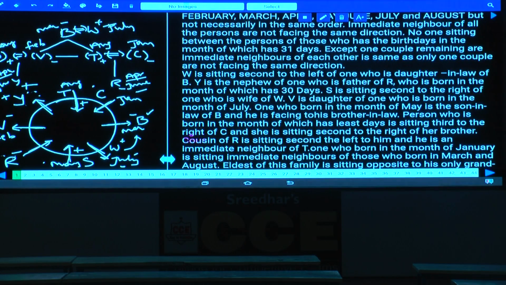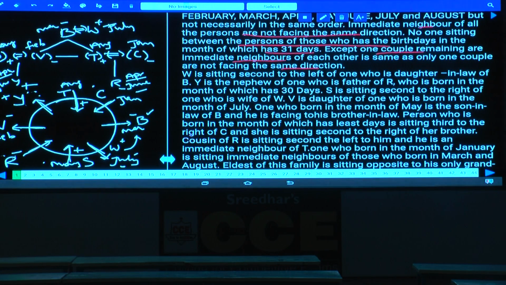Can we derive anything? Immediate neighbors of the persons are not facing the same direction. No one seated between the persons who have birthdays in the months which have 31 days. All the 5 persons are adjacent, except one couple, the remaining are immediate neighbors of each other, and it is the same as only one couple is not facing the same direction. One couple is not facing the same direction, remaining couples are facing the same direction, isn't it?